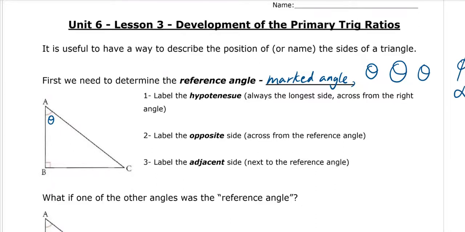So the hypotenuse, no matter what, is always the longest side. So we'll label the hypotenuse HYP for short. Now, we have to label the other two sides of the triangle. So one of those sides is going to be labeled the opposite side, and it's going to be across from the reference angle. So if I go across the reference angle, this side here would be called my opposite side, OPP for short. Then the adjacent side is the side next to the reference angle, the adjacent side. So my adjacent side right next to the reference angle.